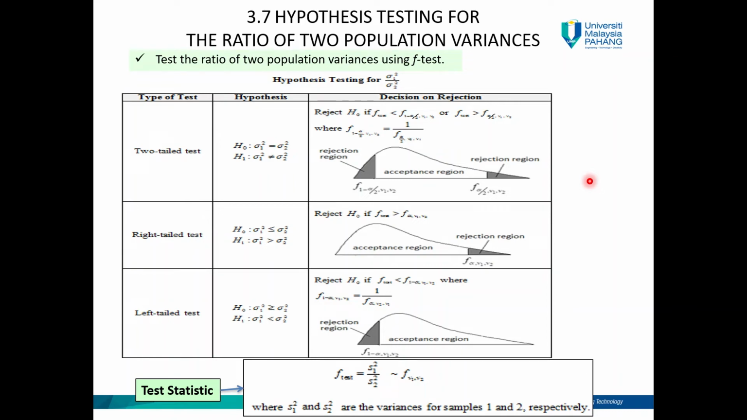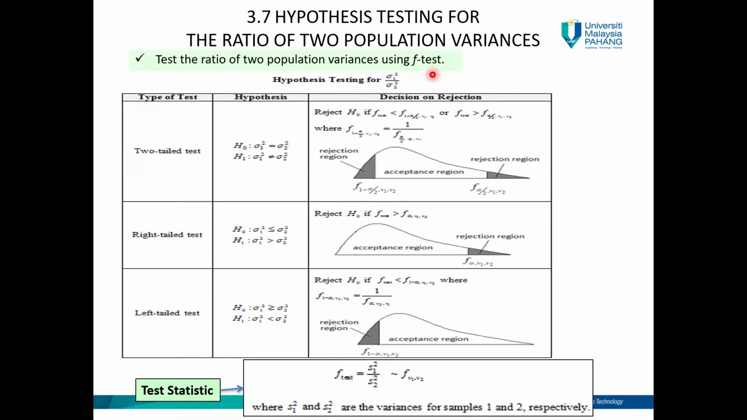Class, welcome back to my video. In this one we're going to talk about hypothesis testing for the ratio of two population variances. So the parameter here is still about sigma square, but the one that involves two population variances, which means that if you have a claim or a hypothesis concerning the variances of two different populations, then this is the hypothesis testing that you should use, which is the F test.